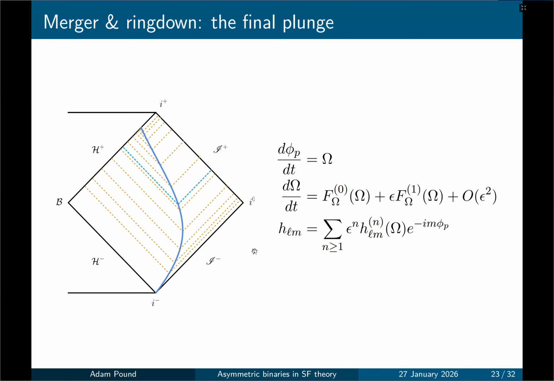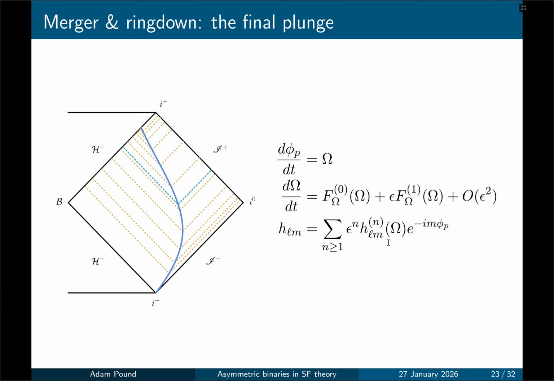Why is it that you need high powers of epsilon, if epsilon is small? Well, we want high accuracy. You'll see in a second that with a leading order result, our merger ringdown is not as accurate as our inspiral, which goes beyond leading order.